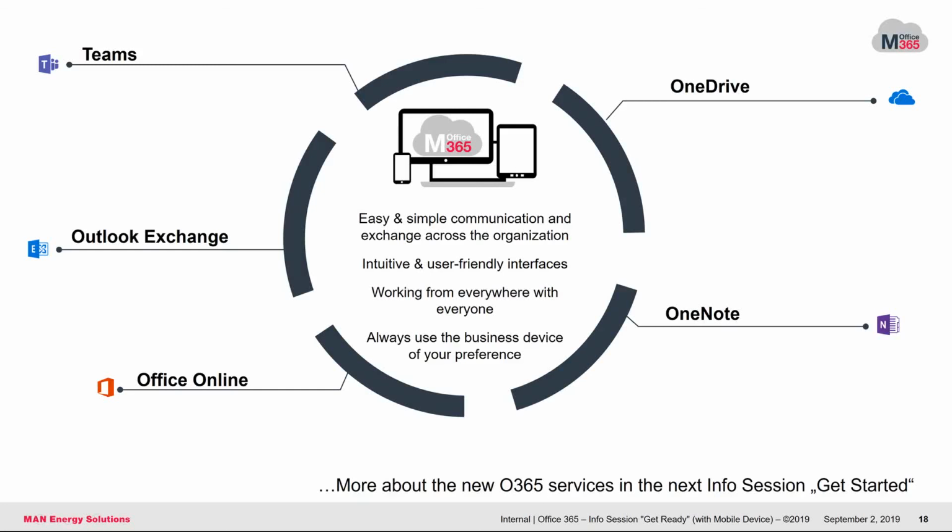So whether you like your mobile device or your iPad or just your computer, you can just choose what you use and you will have everything on all devices, your files, your emails, your calendar, and so on. So these services will come. You will receive Teams and OneDrive. This will be new. And your Outlook will be moved in the cloud.